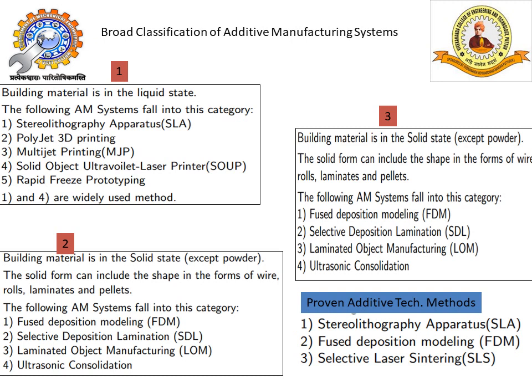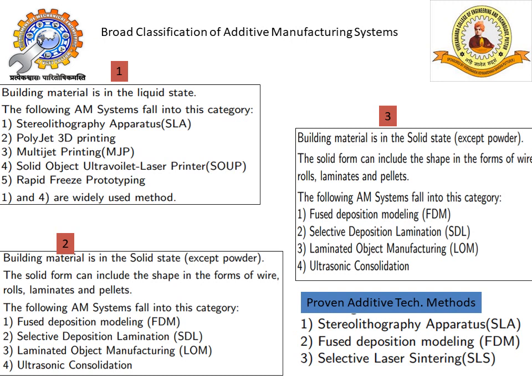First one is the stereolithography apparatus, SLA. This is a very important one and the very first of its kind. Then PolyJet 3D printing, multi-jet printing, also abbreviated as MJP. Then the solid object ultraviolet laser printer, SOUP. Then the fifth one is rapid freeze prototyping. In this case, the first and fourth ones, that is the stereolithography apparatus and the solid object ultraviolet laser printer, are widely used methods.